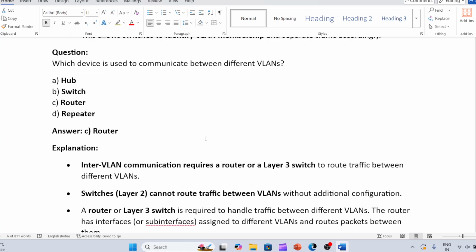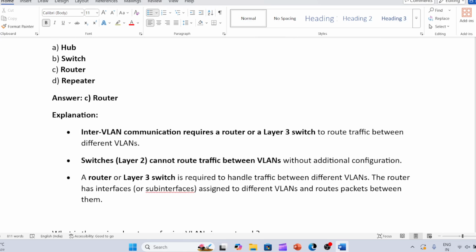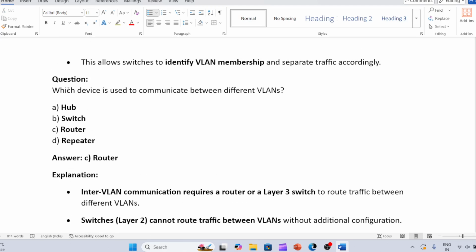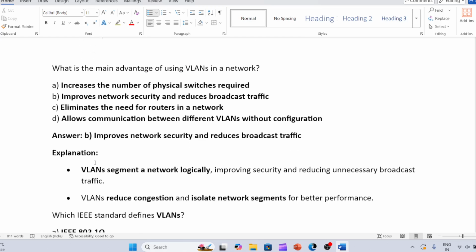This device is used to communicate between different VLANs. कौन सा device use किया जाता है to communicate between different VLANs? So we are using the router. So router, we can say it is a layer 3 device which handles the traffic between the different VLANs. The router has an interface or subnet assigned to each VLAN, and routes packets between them. Okay, so you have to remember which device it is being routed.